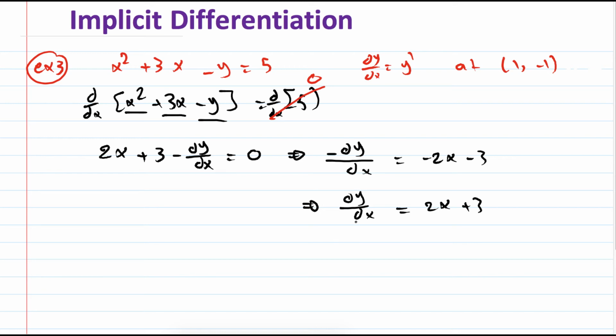So this is dy over dx, but I want to find it at 1 and minus 1. Okay, I want to have it at 1 and minus 1. So I'll put 1 inside the function. I'll evaluate it at 1. So basically, since the x right here equals 1, it'll be 2 times 1 plus 3, which equals 2 plus 3 equals 5. So this is the slope of x squared plus 3x minus y equaling 5 at 1 and minus 1. Okay? As easy as that.